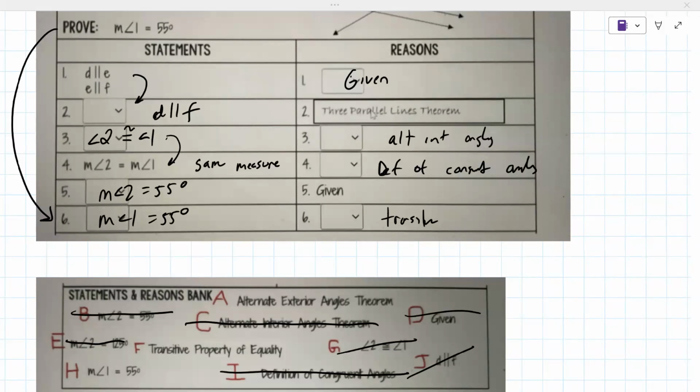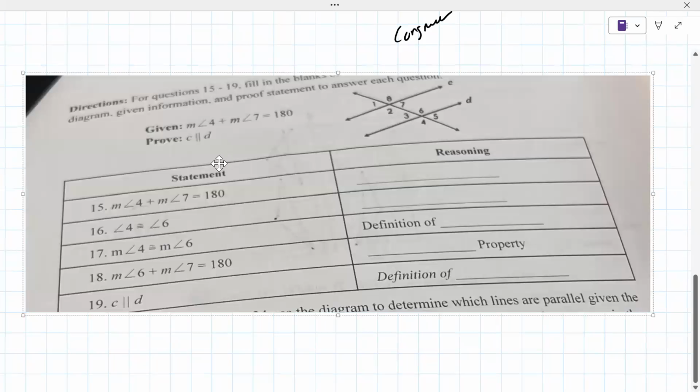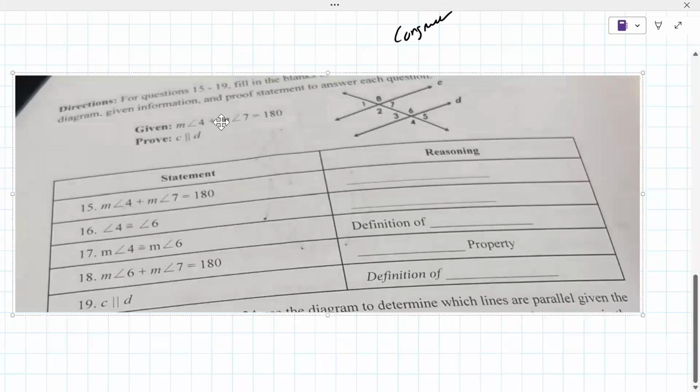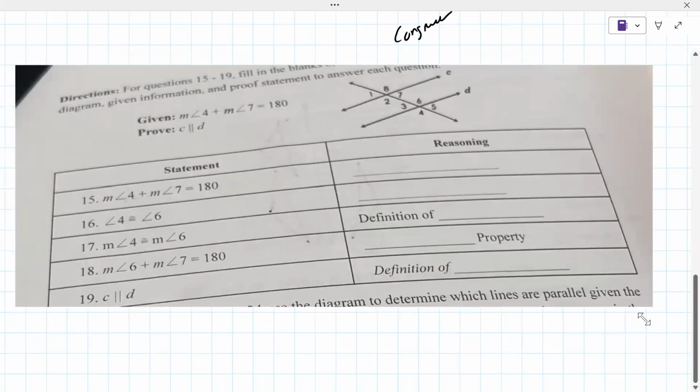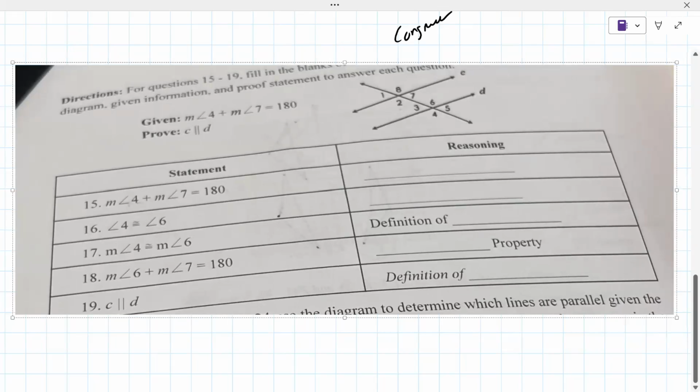So here is something from another student that we can look at here together. This one's labeled kind of awkwardly, because the teacher numbered them like that. So given at the top: measure of angle 4 plus the measure of angle 7 equals 180. Prove that the lines are parallel. Okay.